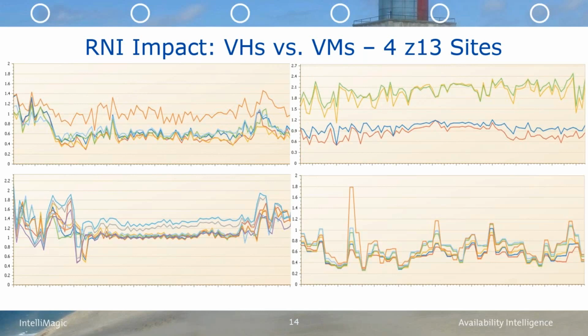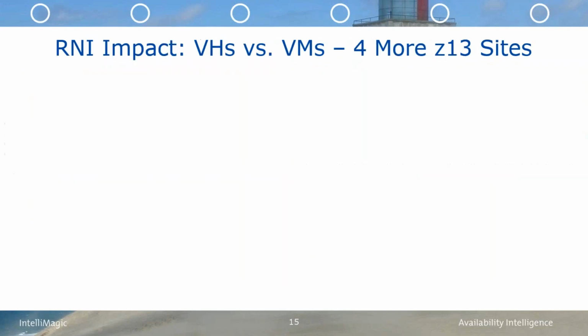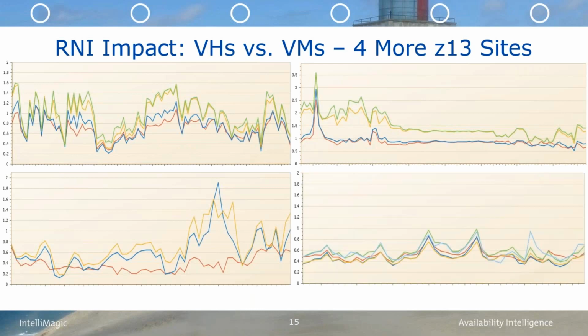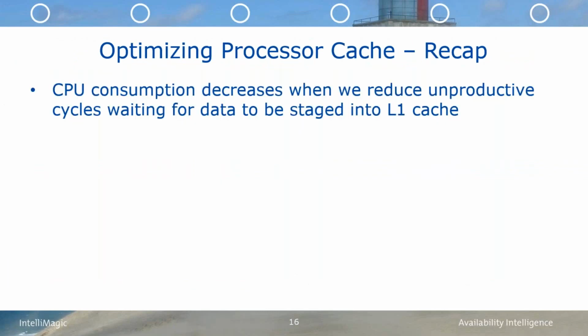So in each case, the identification of vertical highs and vertical mediums is apparent on the chart from the differences in the RNI values. And here are examples from 4 more Z13 sites: 22%, 38%, 41%, and 22%. So just confirming this is a very widespread experience: work executing on vertical highs experiences significantly better RNI values since it's protected from cross-LPAR contention for processor cache.